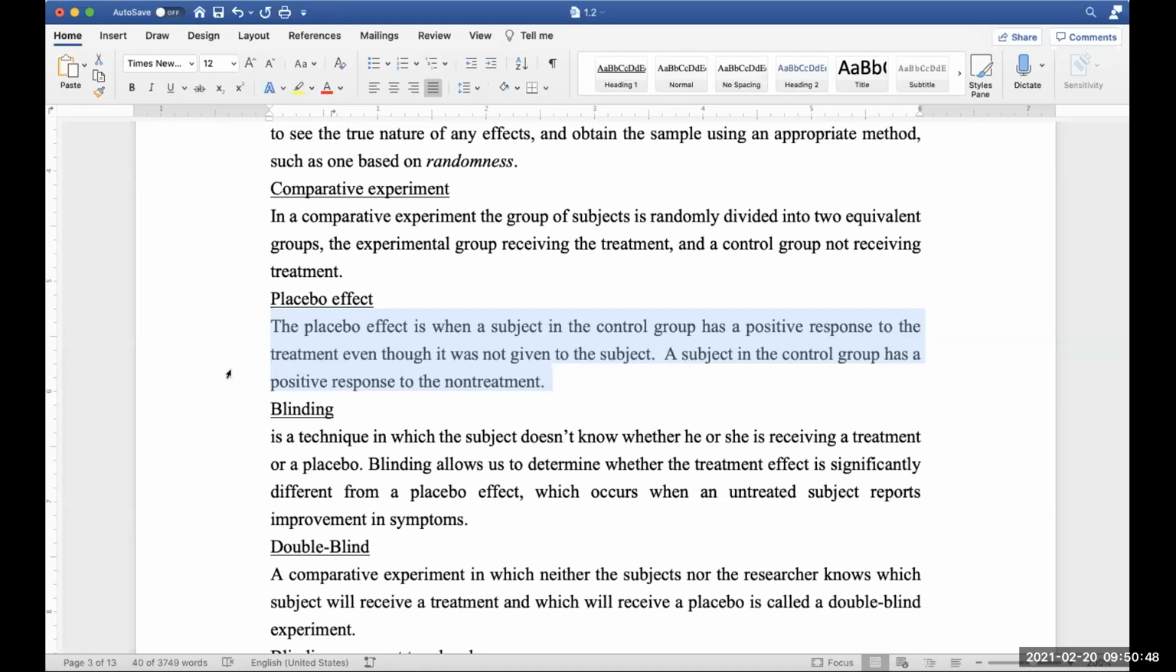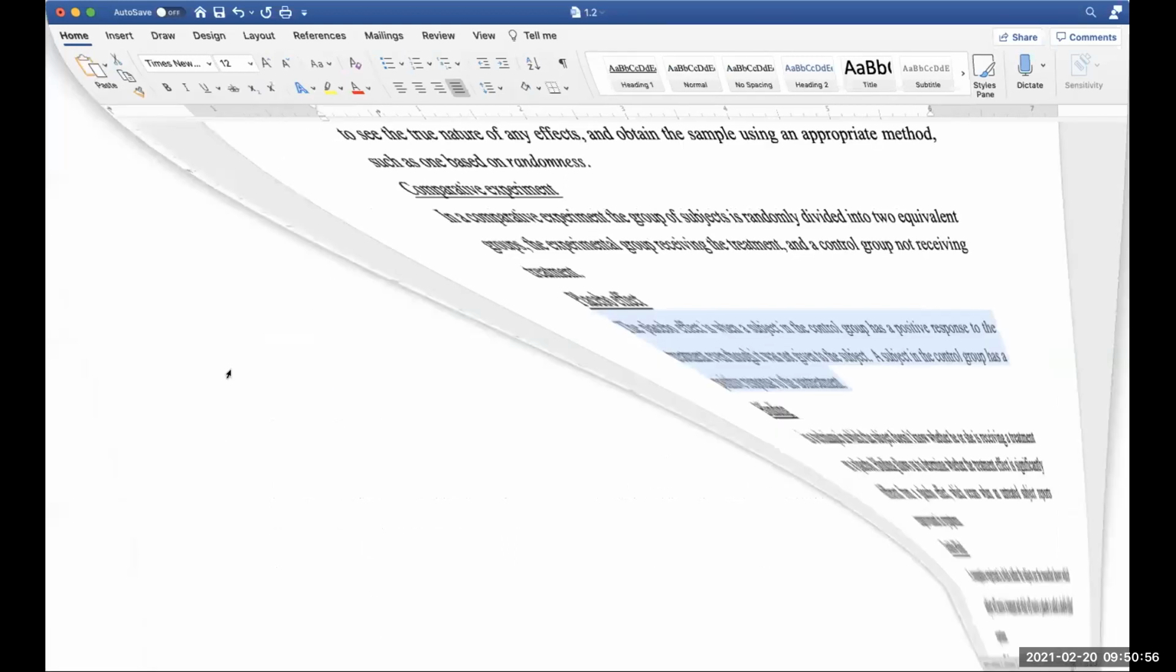So let's see, the John Henry effect is when subjects modify what they do, thinking that they have a treatment. And so just the fact that they are in a particular experiment, they modify their behavior. So that's the John Henry effect. I can't remember the other one.